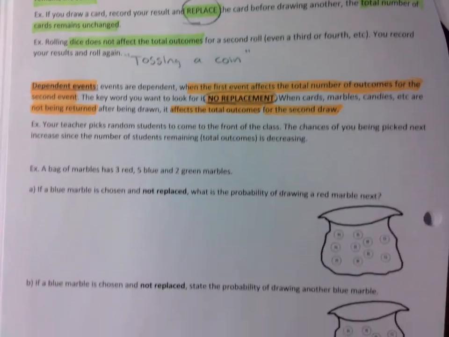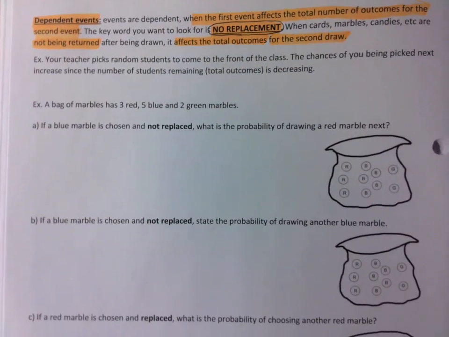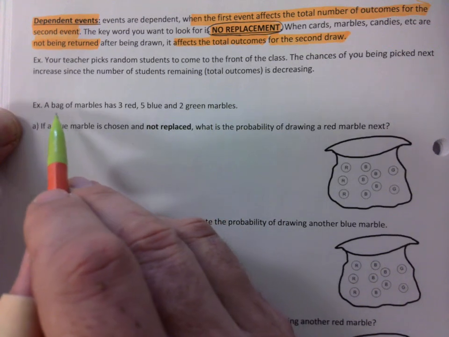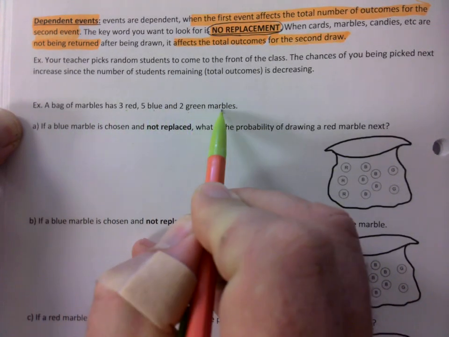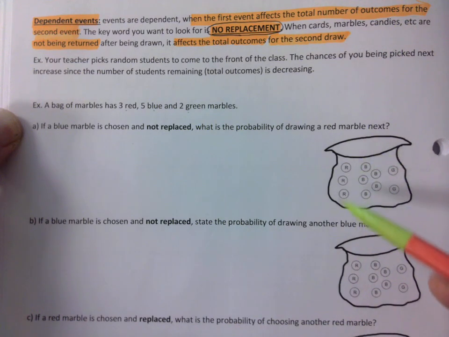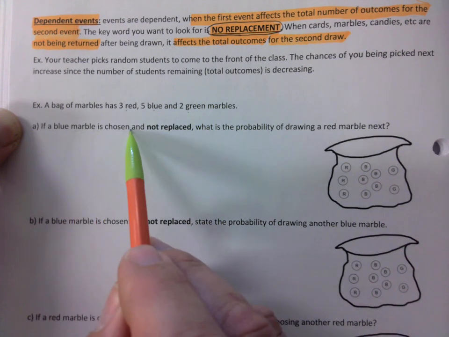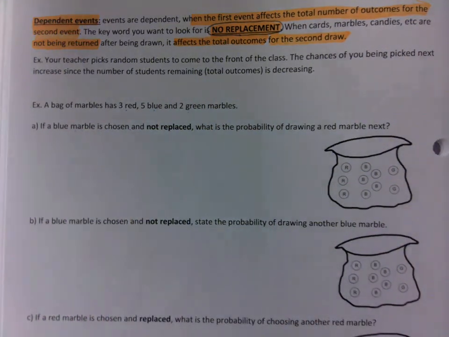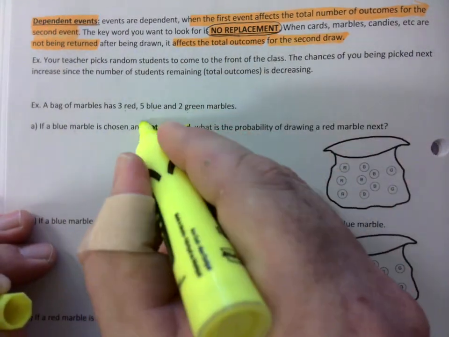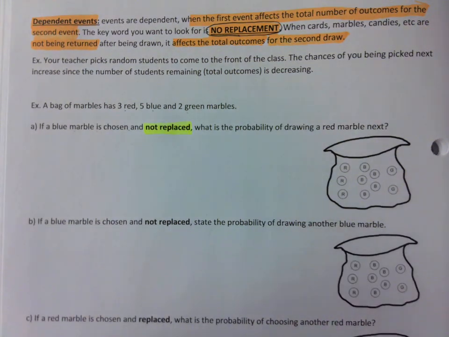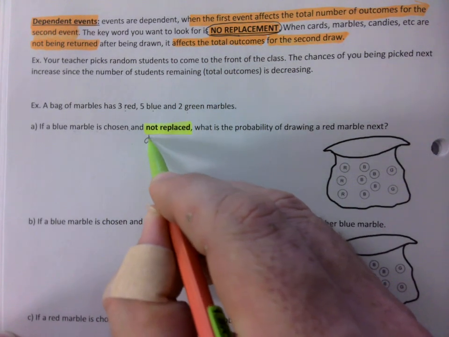Let's do a few examples. Hopefully you can wrap your head around this. A bag of marbles has 3 reds, 5 blue, and 2 green marbles. I've already depicted it right here. If a blue marble is chosen and not replaced, I will highlight that. What is the probability of drawing a red marble next? So this makes it dependent.